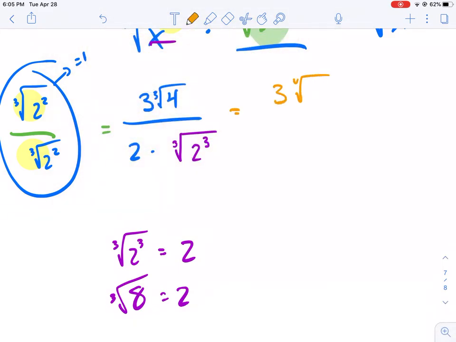Now we can simplify even further to get our final answer. 3 cube root of 4, the top is fine, over 2 times cube root of 2 cubed is 2. 3 cube root of 4 over 4.